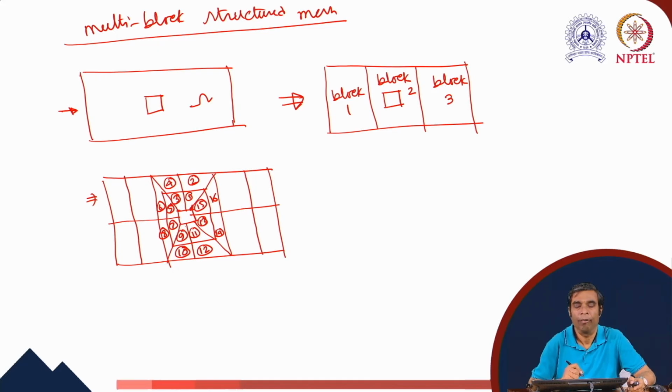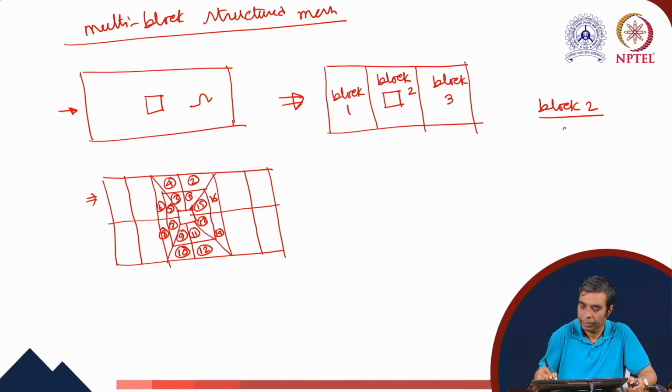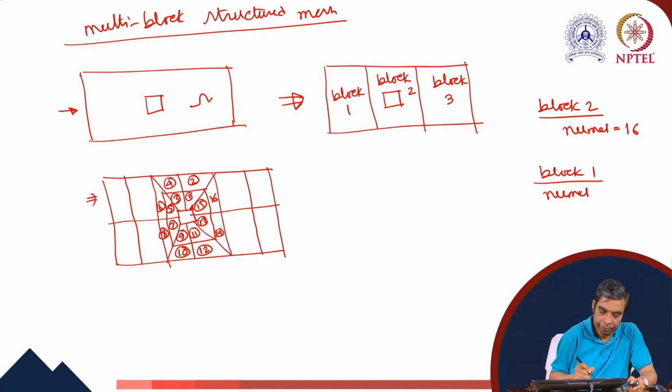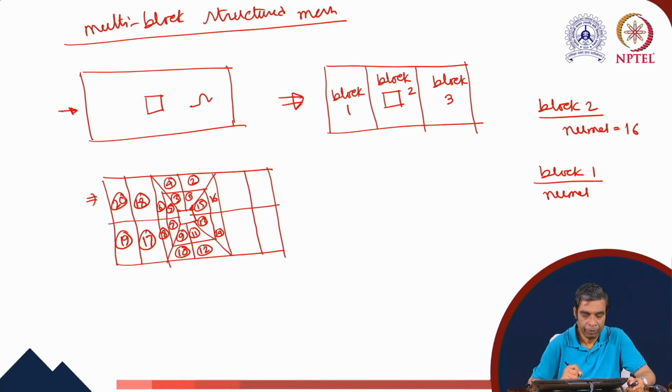So in the first block, which I have identified as block 2, the number of elements is 16. Then we go to block 1. In block 1, there are 4 elements, so after 16 we start from 17, 18, 19, 20. So we have completed the element numbering for blocks 1 and 2.